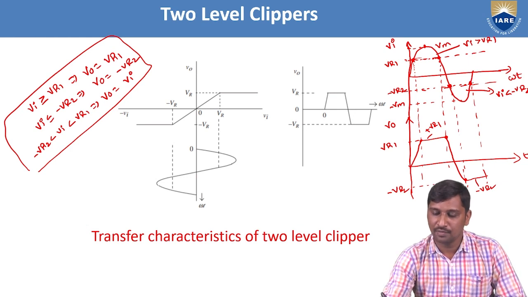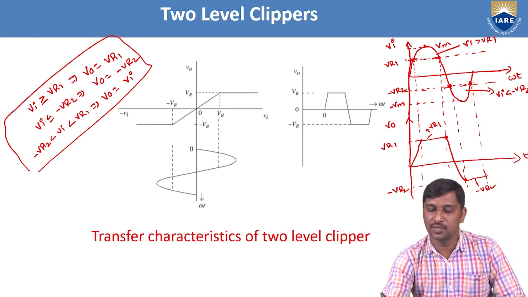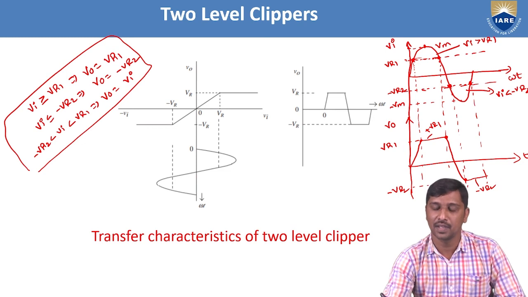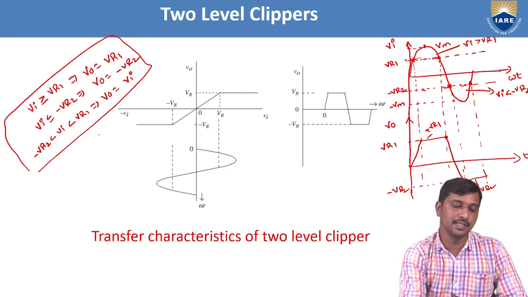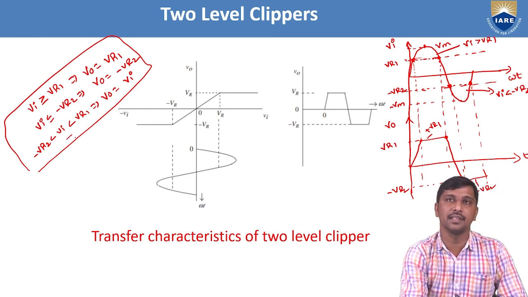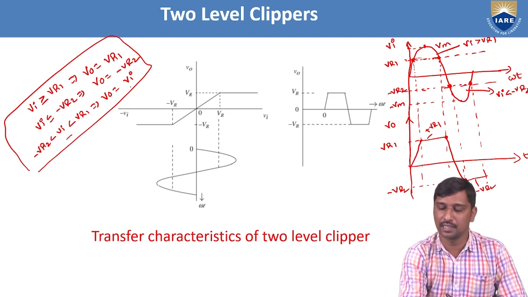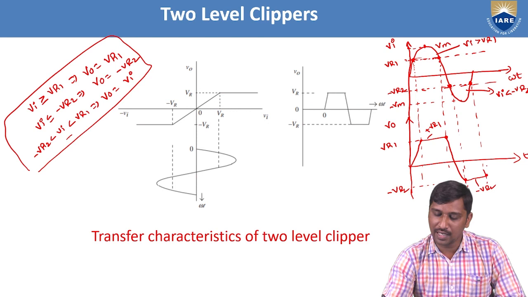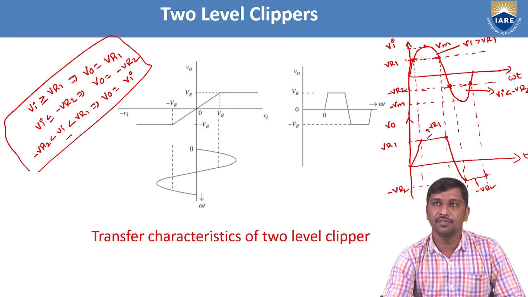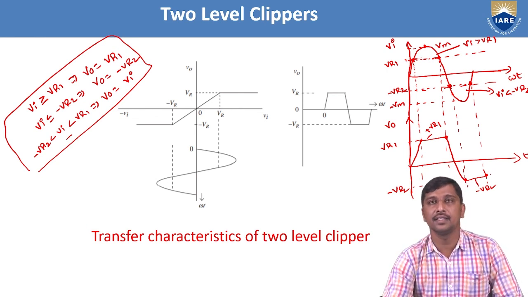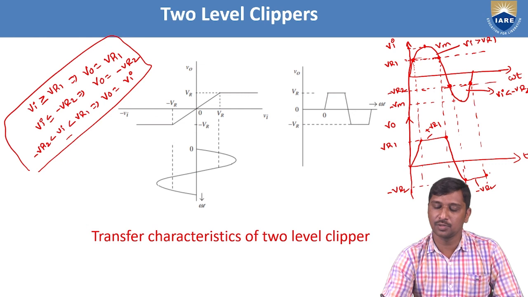Similarly, from this one, whenever the input signal is changing from minus VR2 to 0 voltage, what is the condition satisfied? This third statement is satisfied. At this point also, the output voltage is equal to your input signal. Hence, whenever the input signal changes from minus VR2 to 0 voltage, the output voltage also linearly changes from minus VR2 to 0.